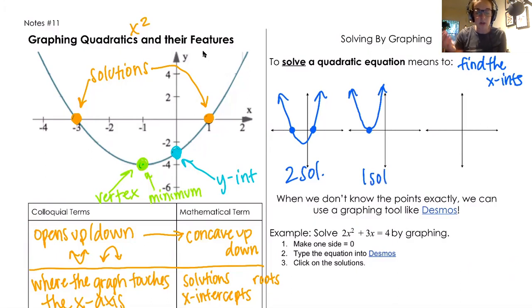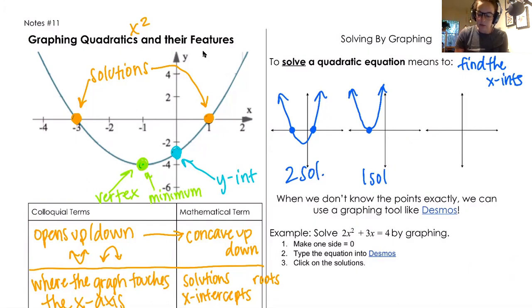In both of these situations, they could be concave down. So it could be like this. This would have two solutions like that. Or it could be like this. It could have one solution like that. Okay, so it doesn't matter which direction. I'm just doing concave up for right now.